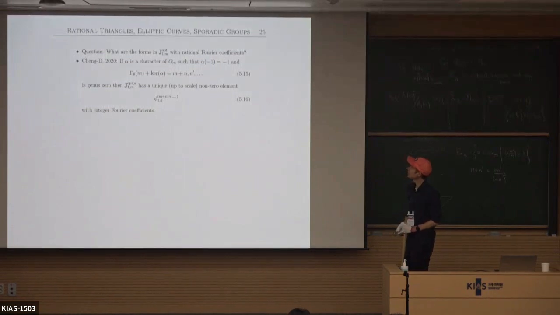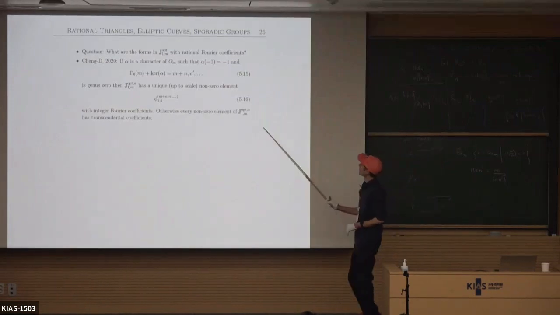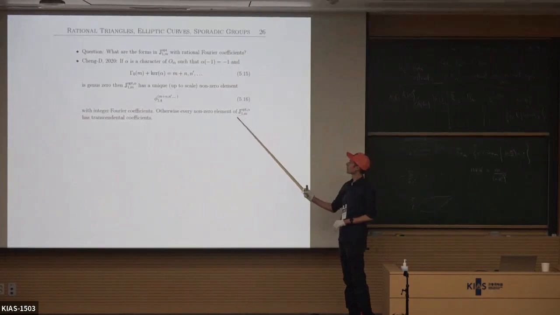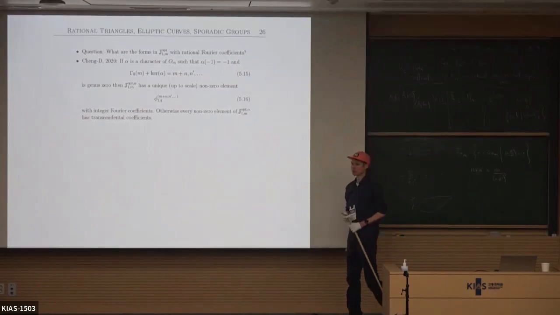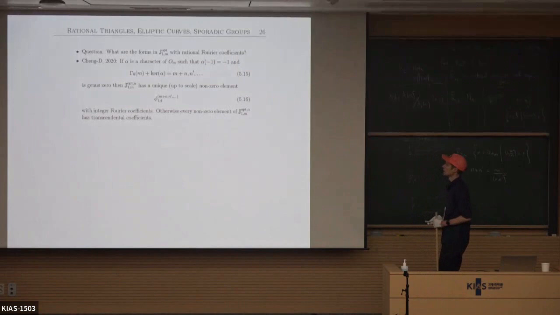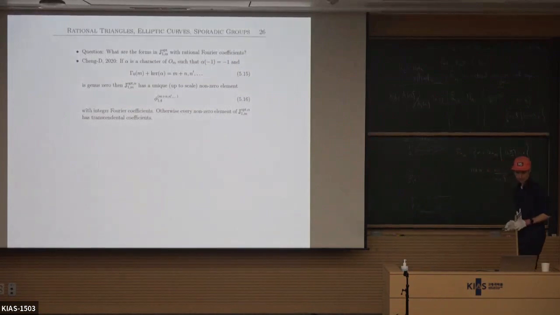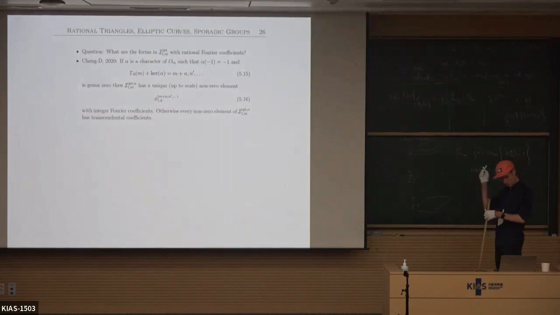So that's if you choose the character so that the corresponding group of isometries of the upper half plane is genus 0. If it doesn't have genus 0, then every Mock Jacobi form in this space has transcendental coefficients. Okay, so that's the answer to the question. All right, here are some examples.